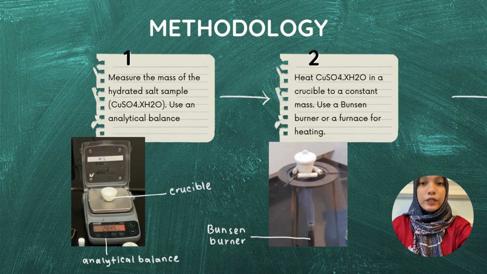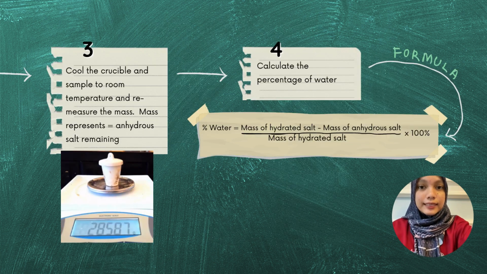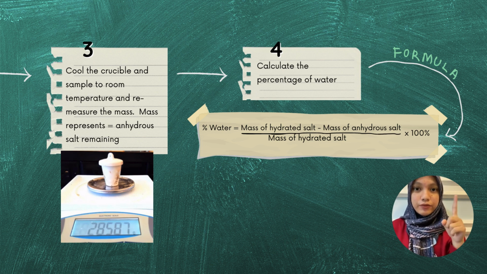The temperature required varies depending on the salt, but it should be high enough to drive off all the water but not decompose the anhydrous salt. Use a Bunsen burner or a furnace for heating. The next step is to cool the crucible and sample to room temperature, and then remeasure the mass. This mass represents the anhydrous salt remaining after water evaporation. And the last step is to calculate the percentage of water. To calculate the percentage of water, we can use the formula above.